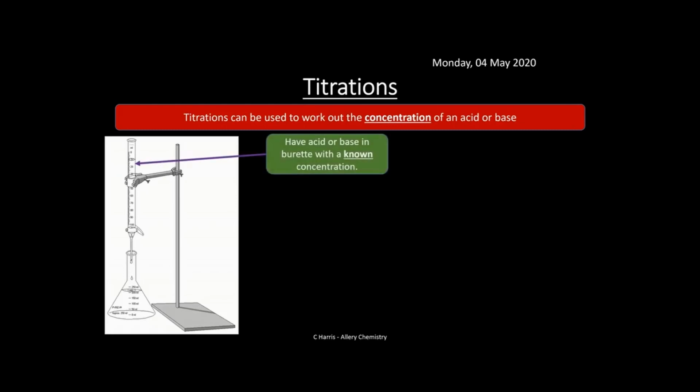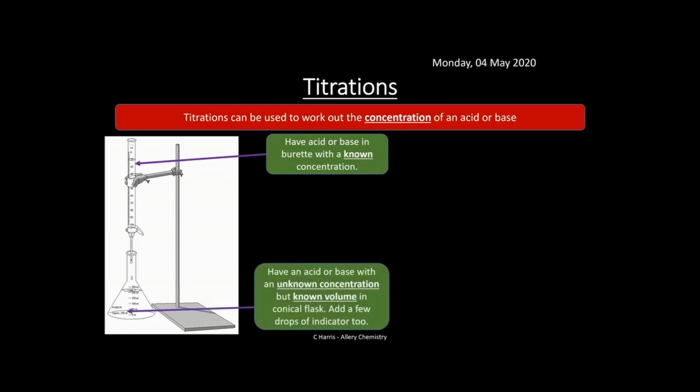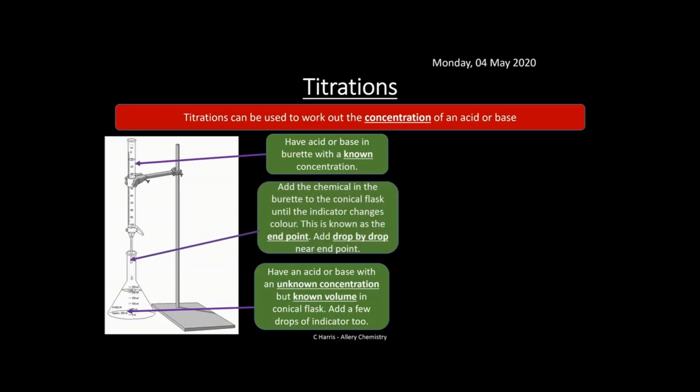for an endpoint. But anyway, in the burette, you have an acid or a base with a known concentration. And you have an acid or a base in the conical flask, depending on which way around you're doing it. Obviously, if you've got an acid in the burette, you'll have a base in the conical flask and vice versa. But in the conical flask, whatever substance is in there, you have an unknown concentration, but a known volume. And you add your indicator in there. So it might be, for example, 25 centimeters cubed of solution in the conical flask.